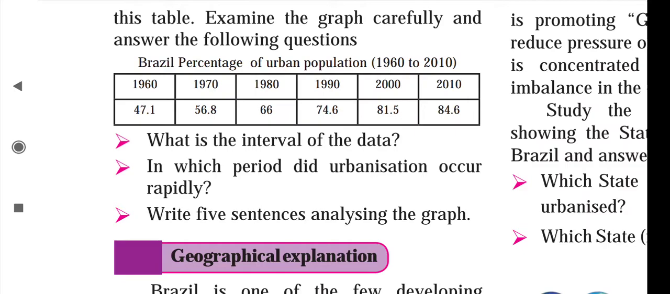In which period did urbanization occur rapidly? So see here, 1960 to 1970. Here 47 to 56, then 56 to 66. In this way you have to work out the percentage. So I think 47 to 56 is the highest, meaning in 1960 to 1970 urbanization was taking place rapidly. After that you have to write 5 sentences on the above graph.